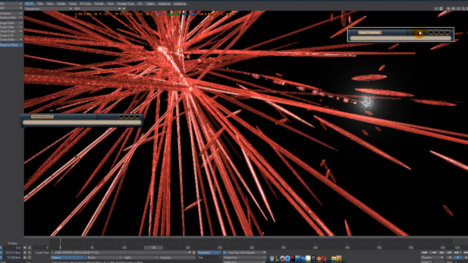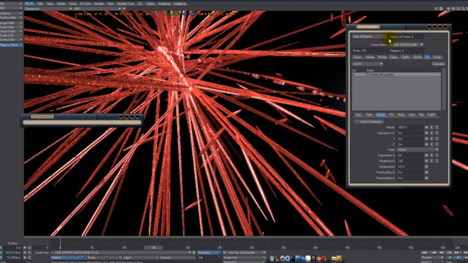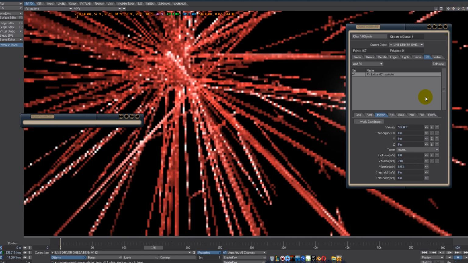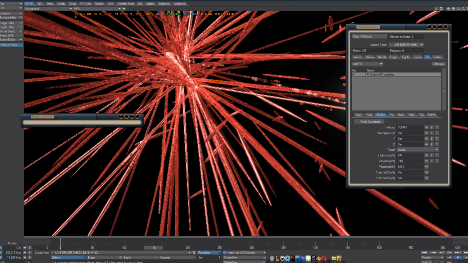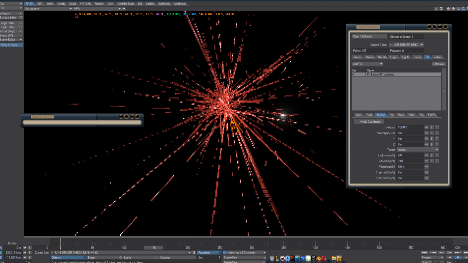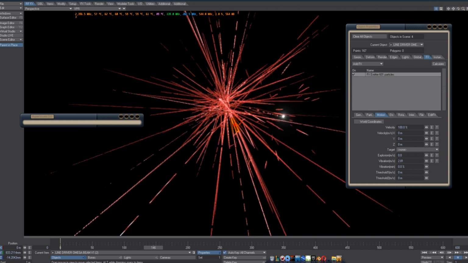Okay, and also the way this is done is we are using the vibration channel or effector on the emitter. So basically you could animate the envelope of the vibration. So at the point of contact you could increase the vibration from 0% all the way to maybe 100% or 200%, depending on how long you want the spikes to be or how big you want the effect to be. So at the moment it's hugely exaggerated.